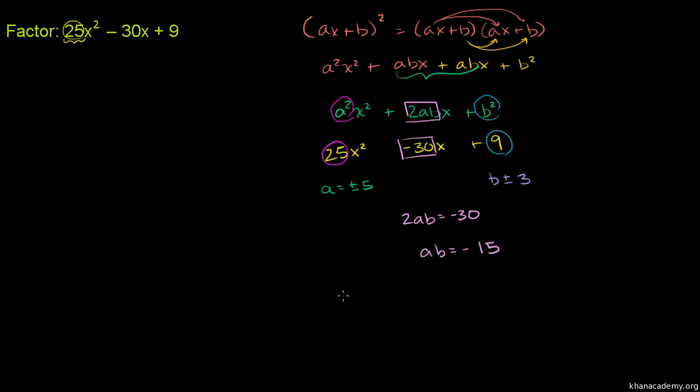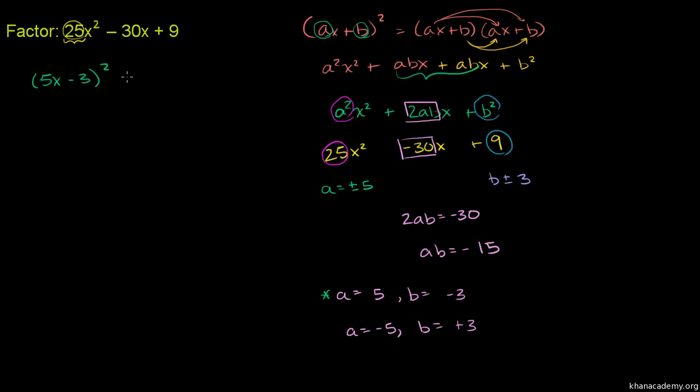So we could select a is equal to positive 5 and b is equal to negative 3. Those would work out to ab being equal to negative 15. Or we could make a is equal to negative 5 and b is equal to positive 3. So either of these will work. So if we factor this out, it could be a is 5, b is negative 3. So this could be (5x minus 3) squared.